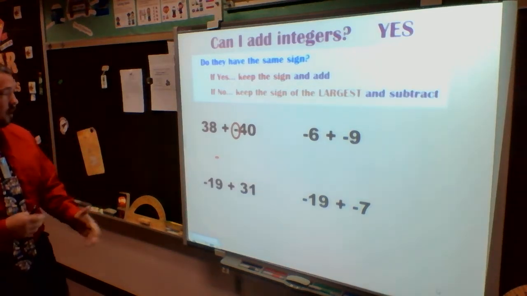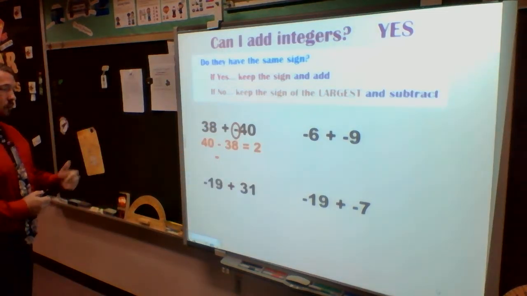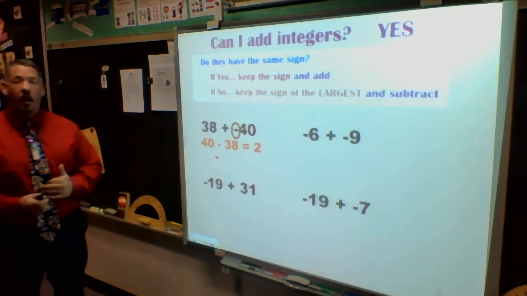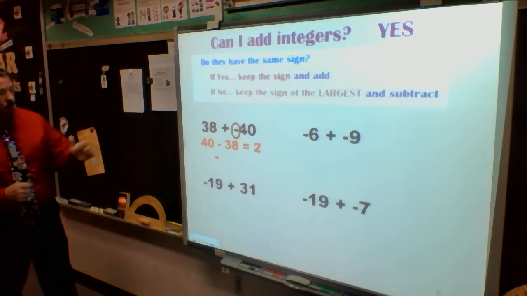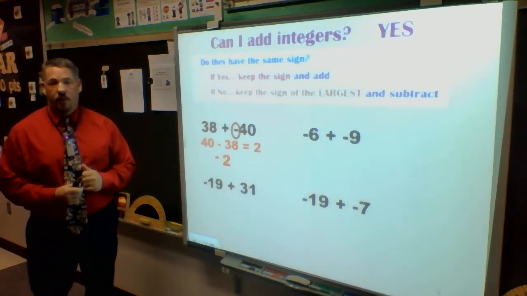Then I have to subtract. I would show my largest one since it's subtraction in front. So I'm going to write on my paper 40 minus 38. Very simple subtraction. 40 minus 38 is 2, so I know my answer is negative 2.